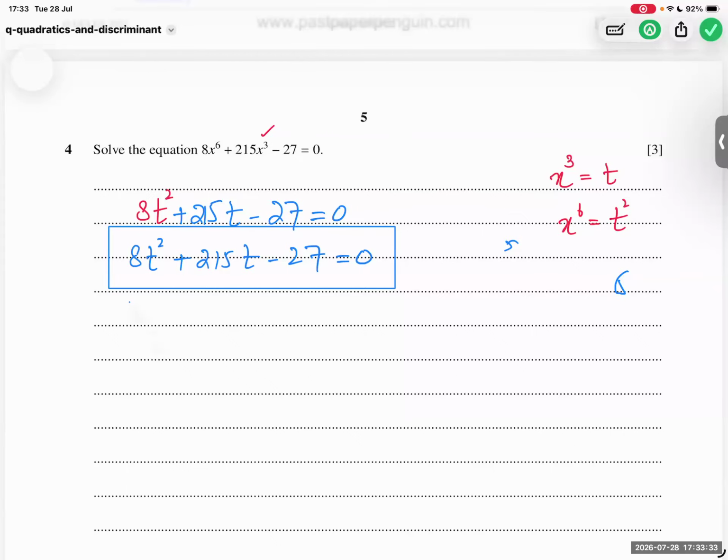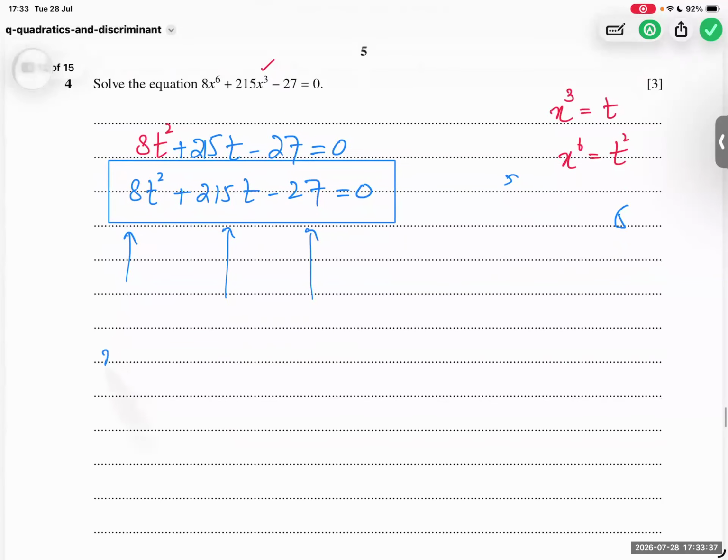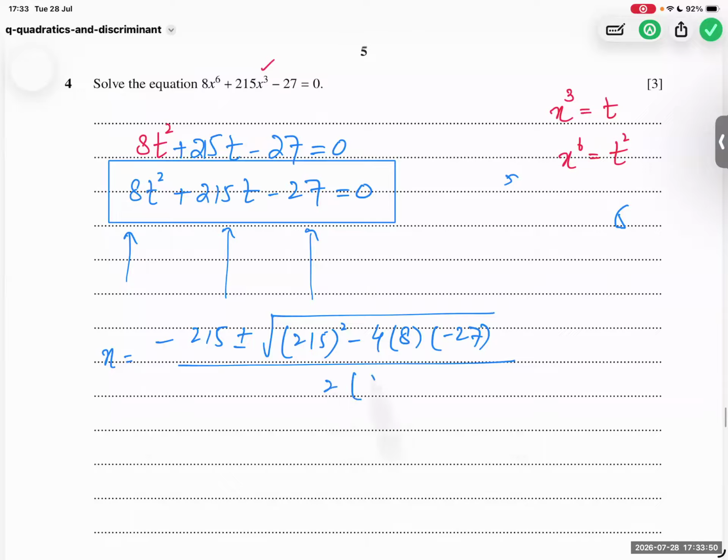You can use a, b, c for the quadratic and solve it. So x is equal to negative b plus minus under root b square minus 4ac, divided by 2a.